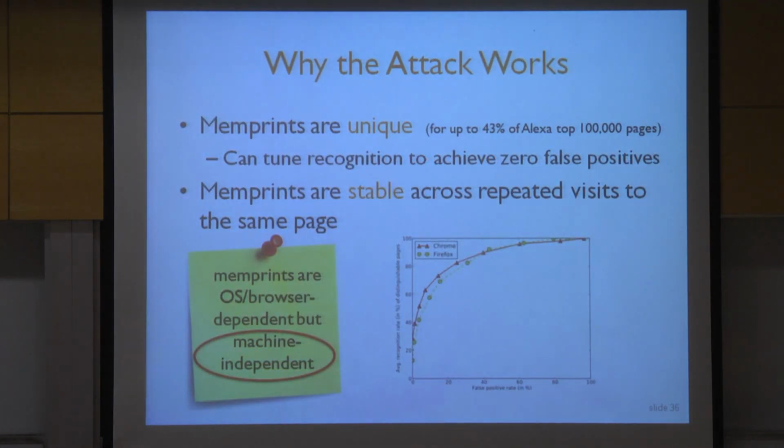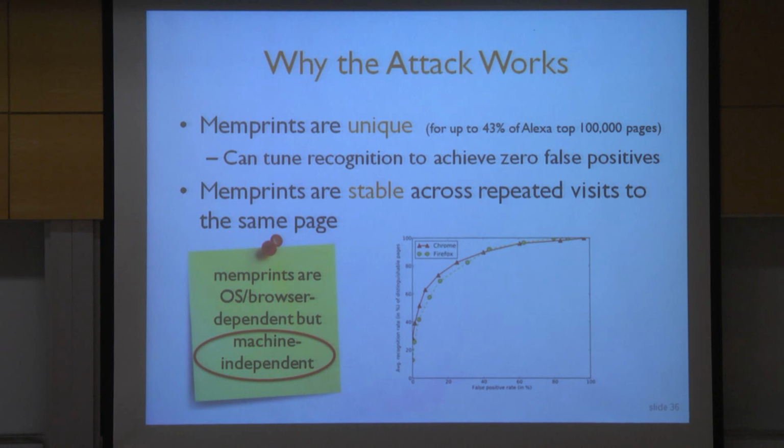Here is the beautiful thing. These patterns of memory allocation are dependent on the operating system, they're dependent on the browser, but they're machine independent, because allocators in common browsers tend to behave in exactly the same way regardless of the machine they're running on. So that's very nice. That's what allows pre-computation.